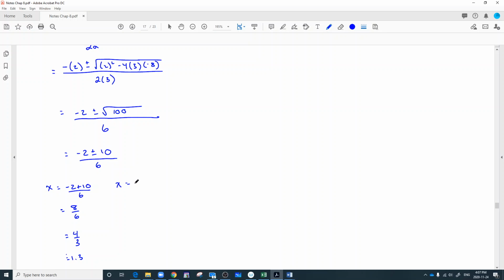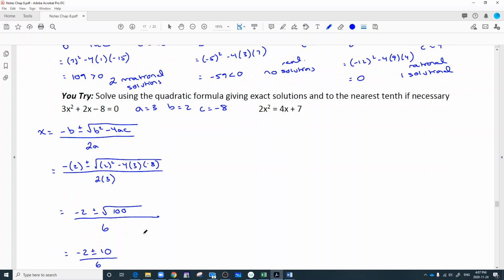My next solution would be negative 2 minus 10 divided by 6, which is negative 12 divided by 6, which is negative 2. And that one's not necessary to answer to the nearest 10th. All right. Last one. And that is a hint that this one was factorable. So if it didn't tell you to use the quadratic formula, then you were welcome to solve this one using factoring. Last one, I'm tricking you.